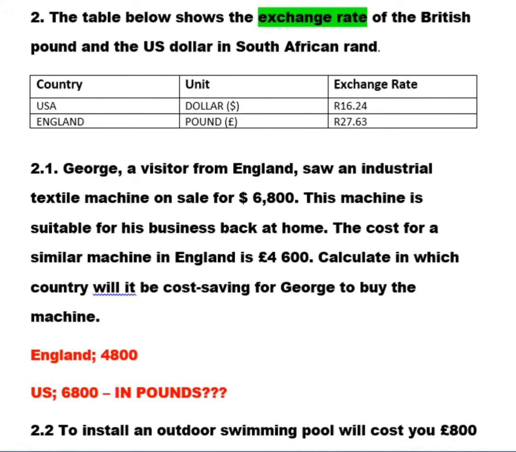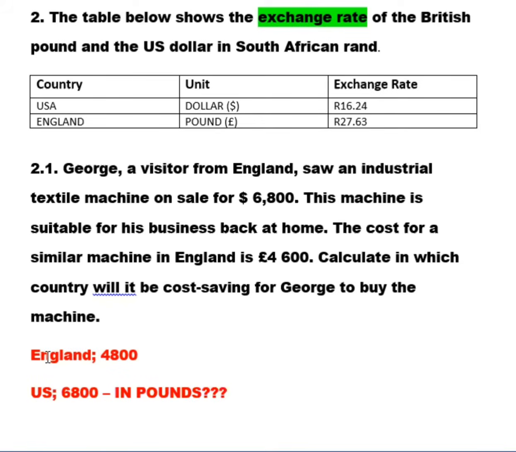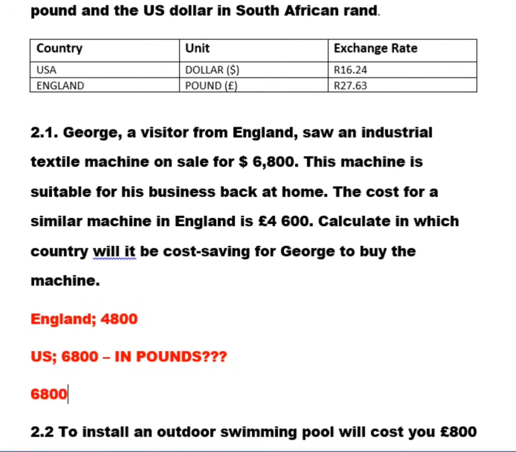So the first thing you can do is, because they've given us the exchange rate, take the 6,800 and multiply it by 16.24. And this is how much the machine costs in rands. Now, if you want to get the value in pounds, you take this amount in rands and then you divide it by 27.63. Then your final answer will be 3,996.82.